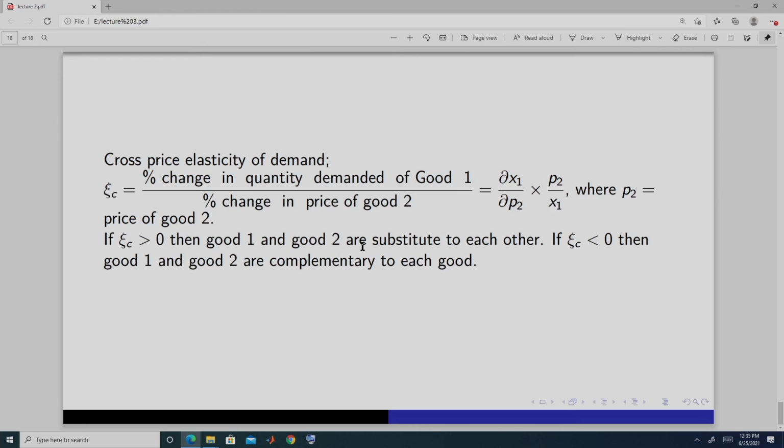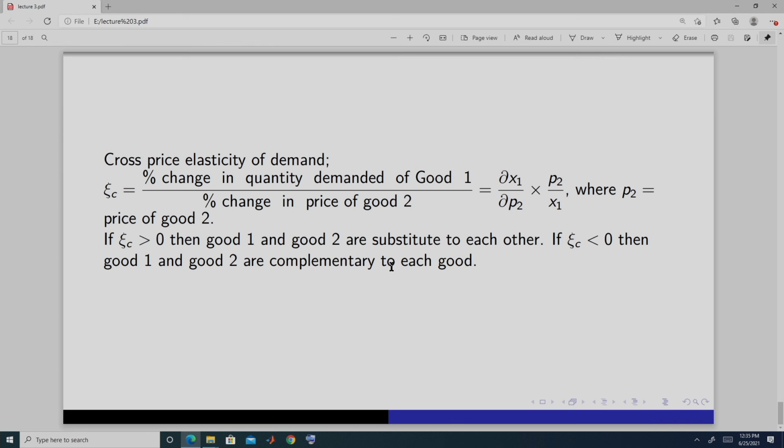Okay. Now we will look at cross elasticity of demand. Cross elasticity of demand means that if there are two goods, good 1 and good 2, and I vary the price of good 2, how much is the change going to be in the demand of good 1? That is, how responsive is the demand of good 1.